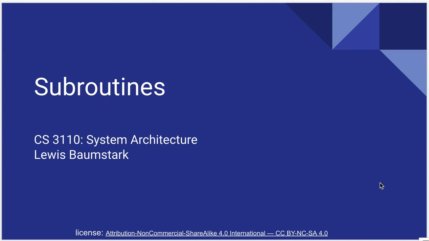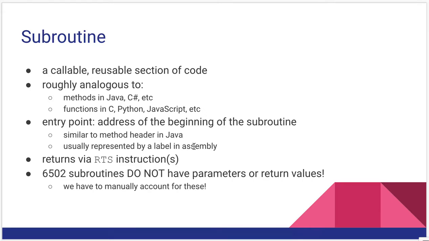Going to talk about subroutines today, and this is something that hopefully will look familiar in its own way. Subroutines are effectively how we implement methods in assembly. They're not methods, they're a lot simpler, but the basic idea is there. These are a reusable section of code that we can call, similar to how we would call a Java method or a function in C or Python or anything like that. And it can return back to where it was called when it's done.